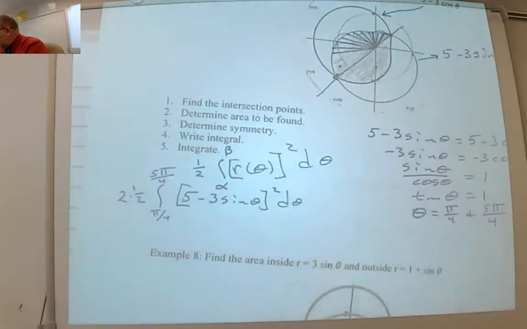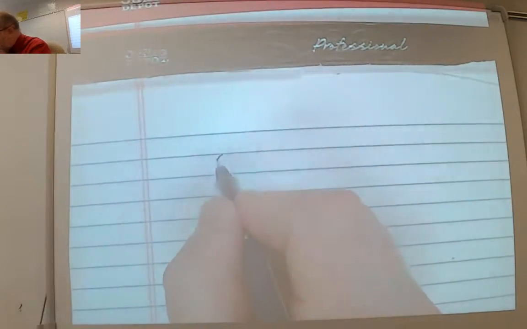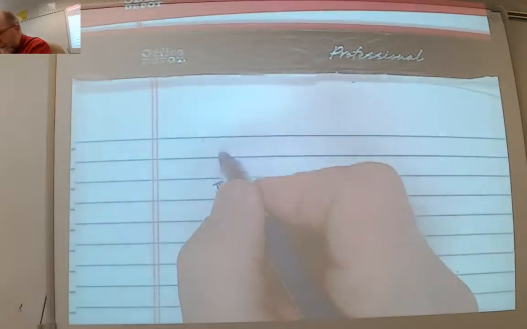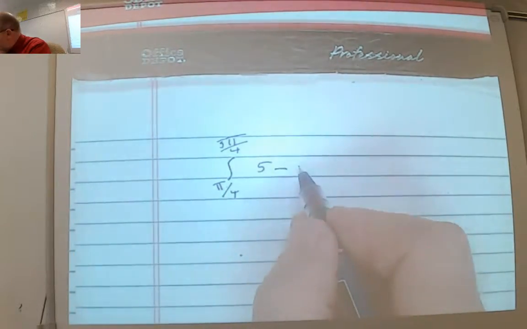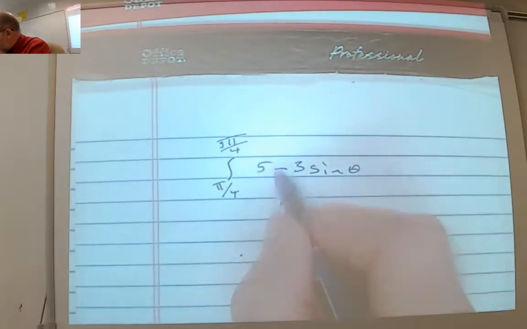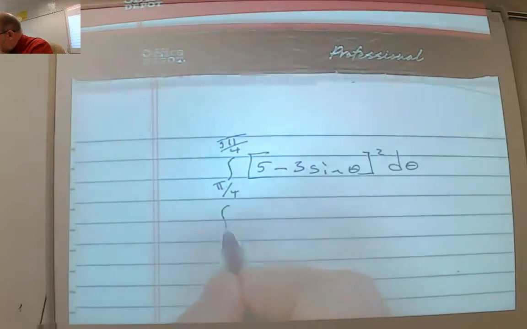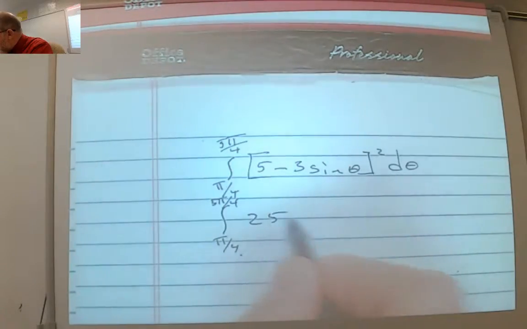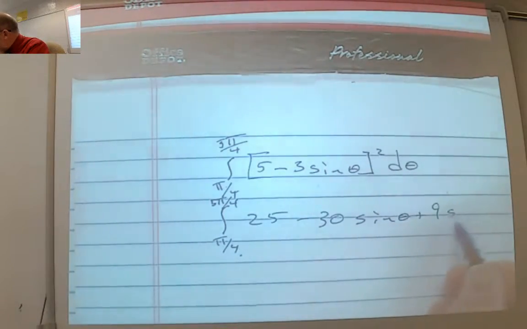Okay? So I'm going to give myself a little bit more room, and I'm going to write it on here. So now I'm down to this. I have pi over 4, and I have 5 pi over 4, and I have 5 minus 3 times the sine of theta squared d theta. And when I expand it, it's going to look like this: 25 minus 30 sine of theta plus 9 sine of theta squared d theta.